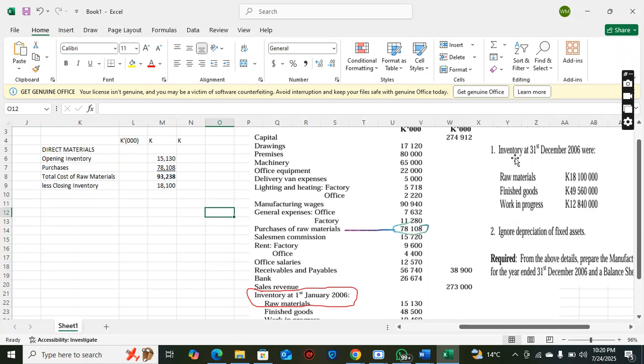Now on top here, this is inventory at 31st December. So when you see December, then you know that's at the end of the year. These are the raw materials we remained with at the end of the year.